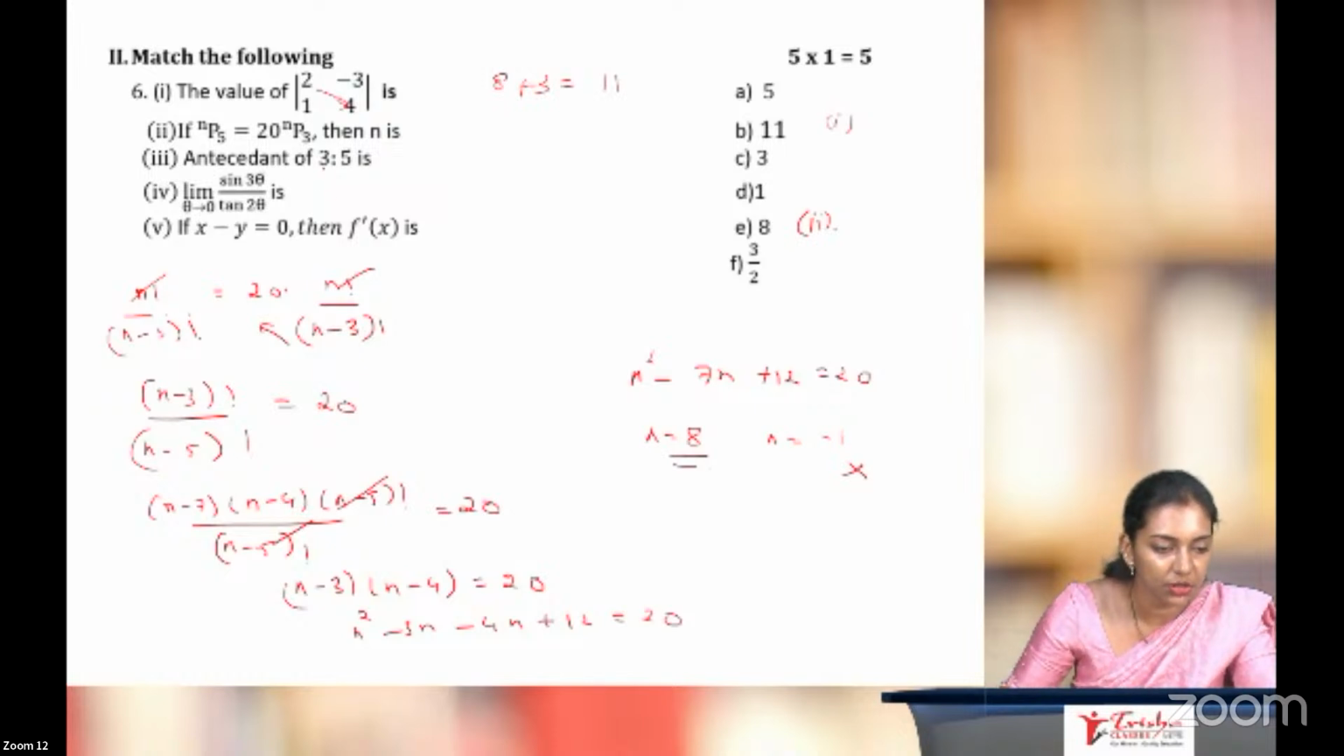Antecedent. Okay, third question. Antecedent and consequent. A is to B: the first term is antecedent, the second term is consequent. So 3 is the answer. This is the third one.